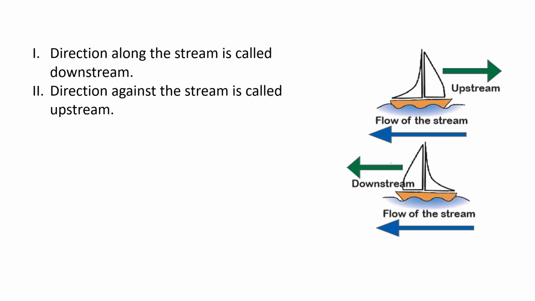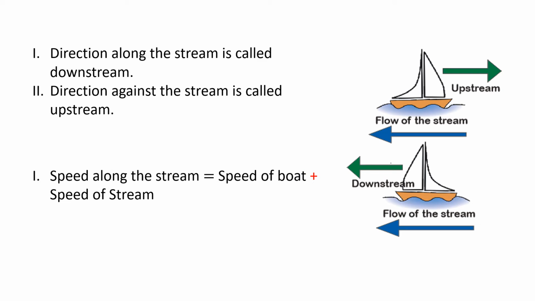So when a boat is going downstream, its velocity increases, right? So speed along the stream equals the speed of the boat plus the speed of the stream. And this actually matches the second picture on your right, because when you are traveling along the stream, your velocity actually gets increased by the stream. Say for example, if you are traveling 2 meters per second and the velocity of the stream is 1 meter per second, and you are traveling along the stream, then your velocity would be 2 plus 1 equals 3 meters per second. Well, that would be the actual velocity, right?